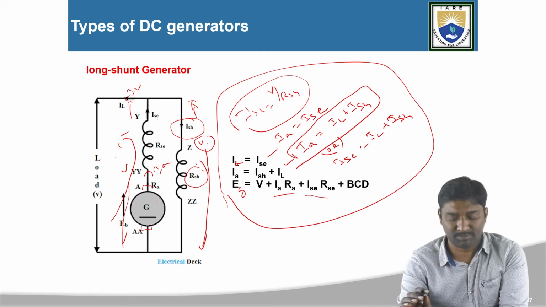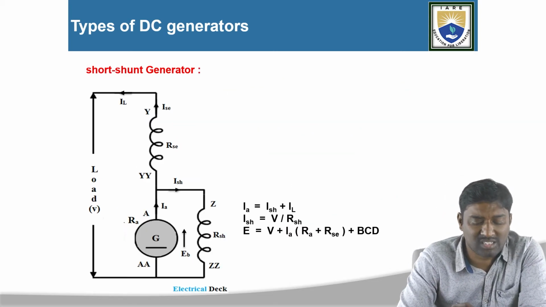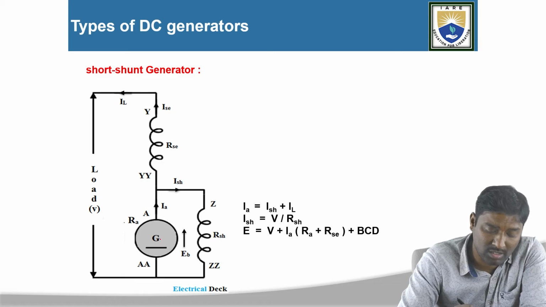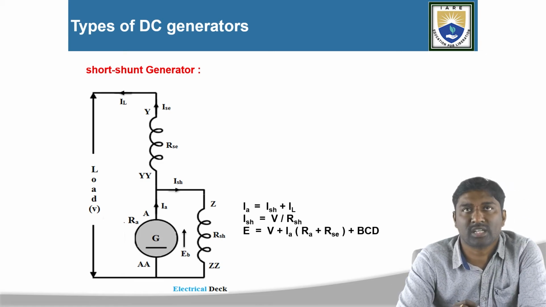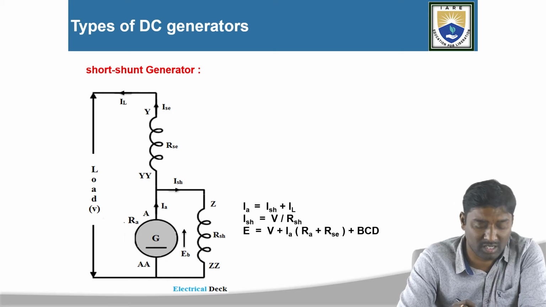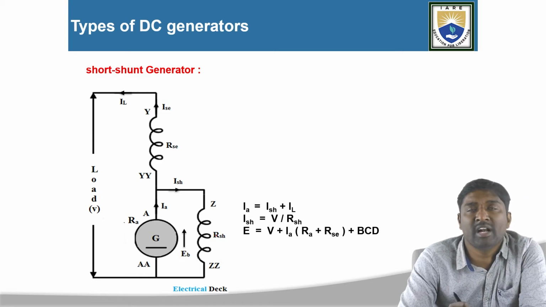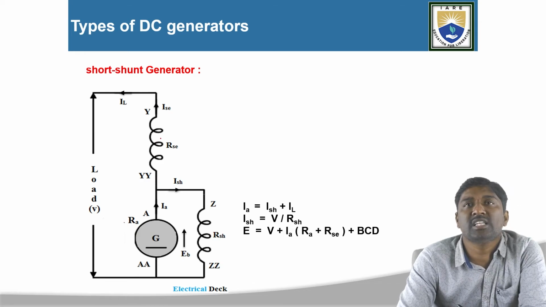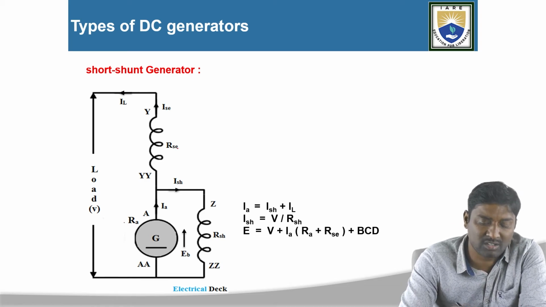So next is the short shunt generator. What is in the short shunt generator? You can observe here, this is also a classification of the compound generator. That is the short shunt compound generator. In the short shunt compound generator, the armature winding and the shunt field winding are both connected in parallel, and that is connected in series with the series field winding. That type of generator I am calling a short shunt generator, according to this connection.